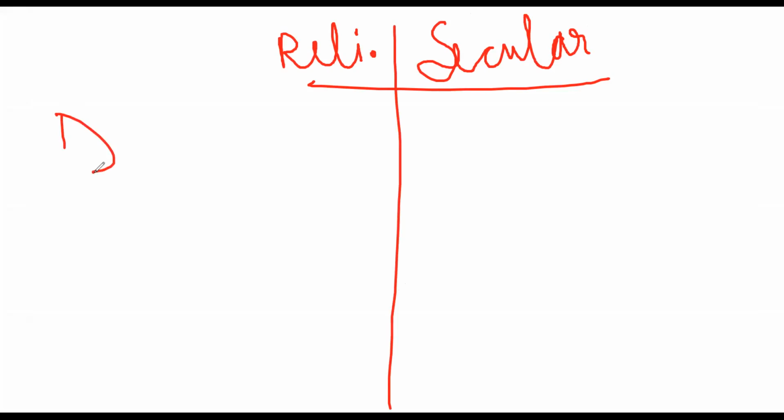The first point in religious is that it contains temples, mosques, mausoleums, and tombs. And if we discuss the secular, it contains forts, palaces, gardens, gateways, and caravanserais. In all these things, in the religious, we saw that they are related to the religion. They are related to a particular religion. As we discussed, Hindu, Muslim, like this.